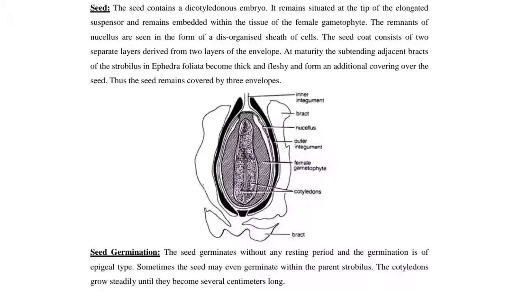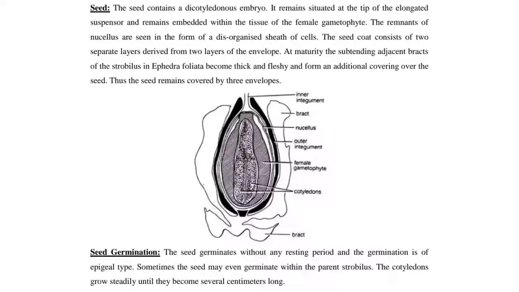The remnants of the nucellus are seen in the form of a disorganized sheath of cells. The seed coat consists of two separate layers derived from two layers of the envelope. At maturity, the subtending adjacent bracts of the strobilus in Ephedra foliata become thick and fleshy and form an additional covering over the seed. Thus, the seed remains covered by three envelopes.